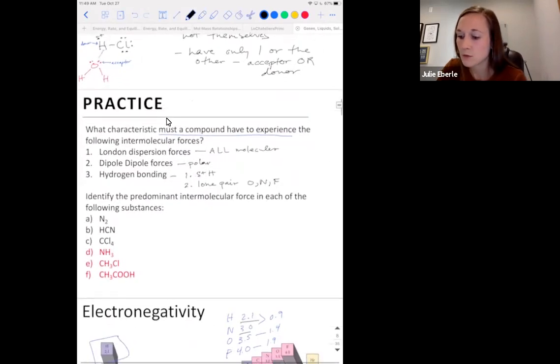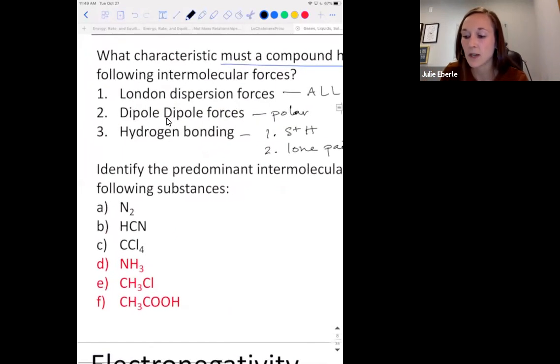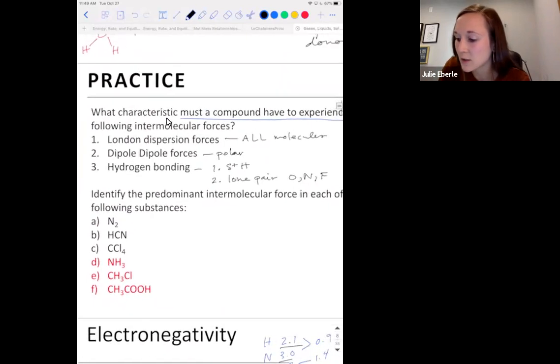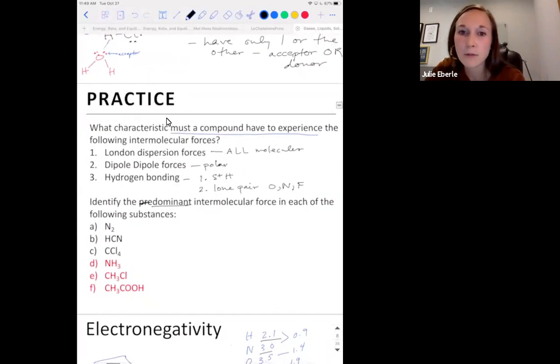So we're probably going to do A, B, we'll try to do all three, but D, E, and F, I have poll questions for those, because I want you to take a minute, write those out, and put your answers in on the poll. So let's look at A. The question here is, what's the dominant intermolecular force in each of the following substances?